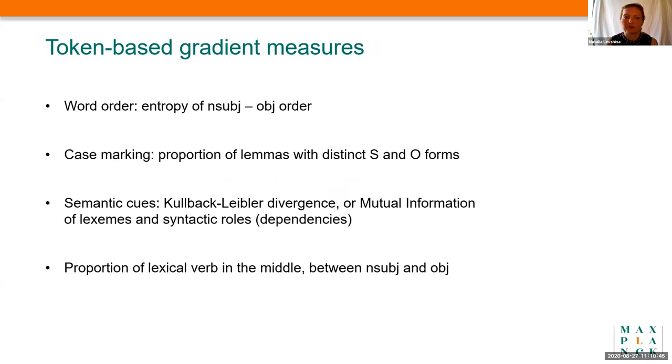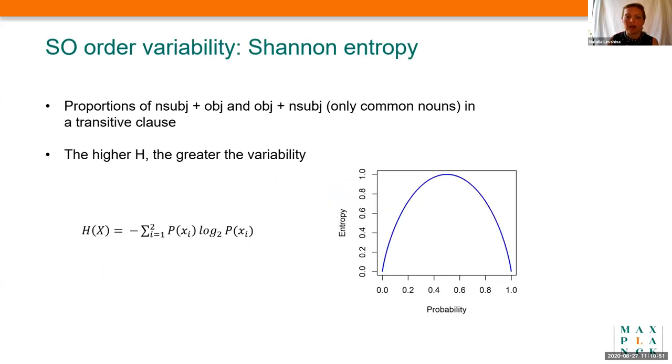I derived these token-based gradient measures. There are 4 of them, and I'll just walk you through them. First of all, the variability of subject and object order was measured as Shannon entropy, and we've discussed it a lot already during this workshop, so maybe I don't really have to explain it.